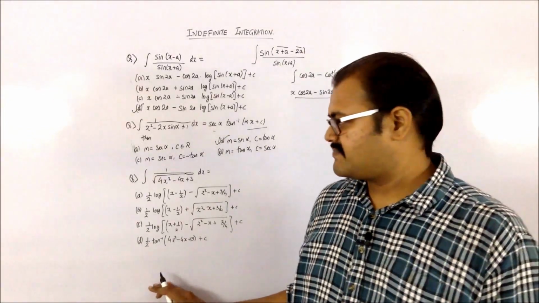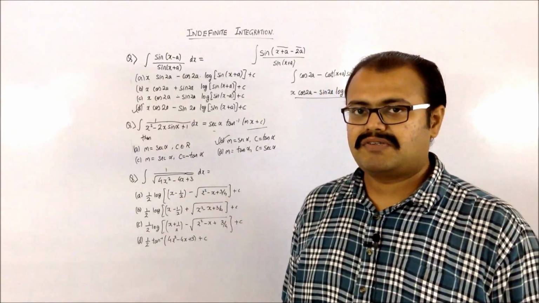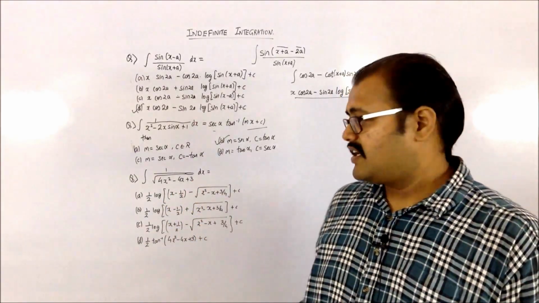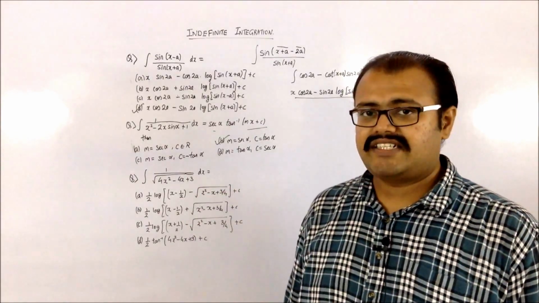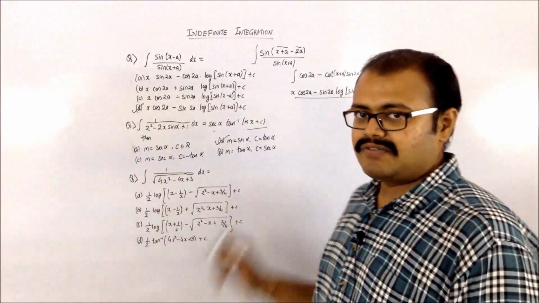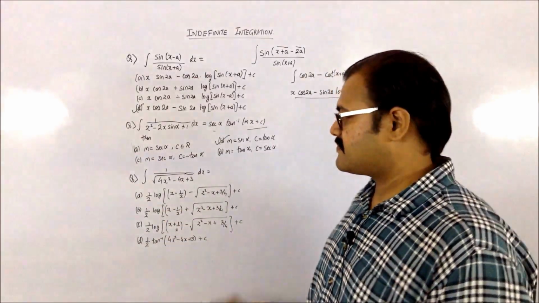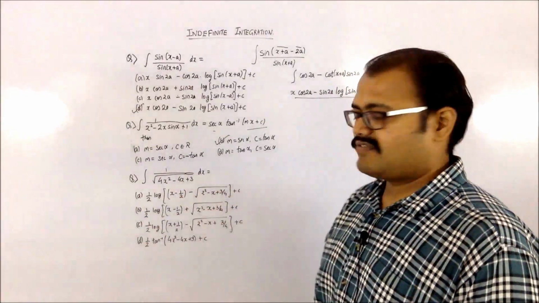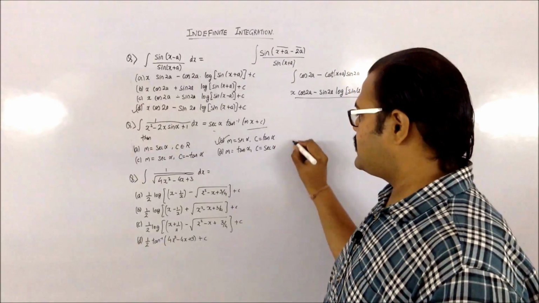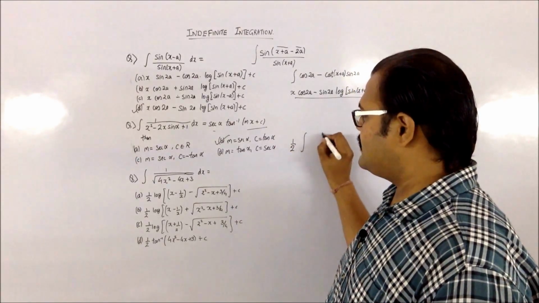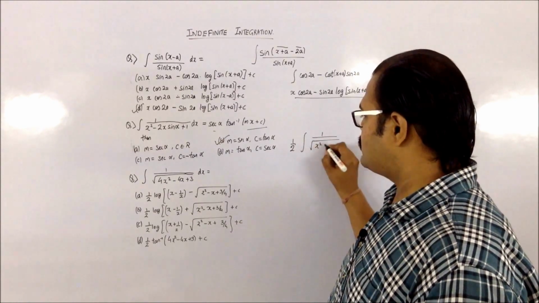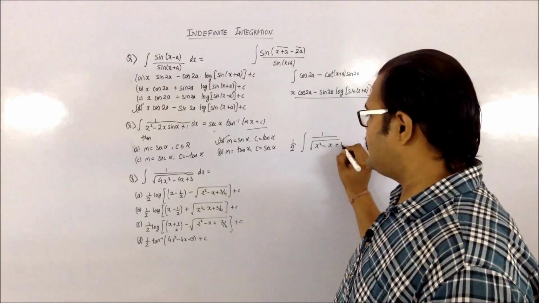Moving to the next question, we have 1 upon root of 4x square minus 4x plus 3 dx. Now if you go and find the derivative of these options, again it becomes an impossible task. So we have to try to decode what the answer is. What we can do is take the 4 outside. Since it is coming outside the root, it's going to come out as 1 by 2. And inside the integration, it's going to be root of x square minus x plus 3 by 4.